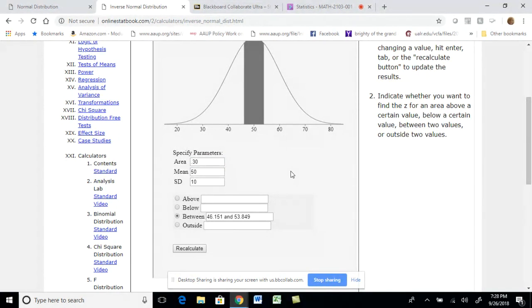And these calculators online are just so amazing. I just can't tell you enough how easy this makes it, because a long time ago you had to use tables and you had to interpolate, and it was messy.